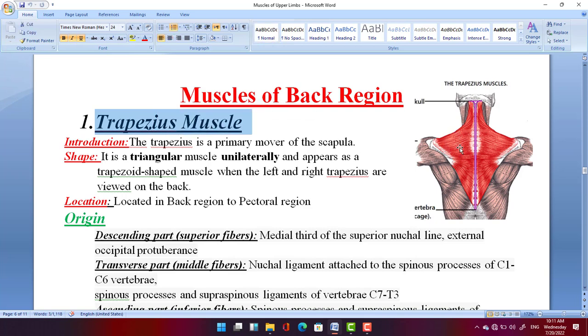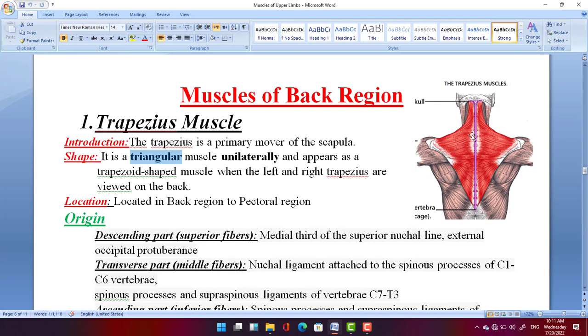This big red muscle you can see is called the trapezius muscle. The trapezius muscle is the primary mover of the scapula. This muscle is responsible for all movements of the scapula. Its shape is triangular. You can see one angle here, one angle here, and one angle here. So it's a little bit triangular muscle.